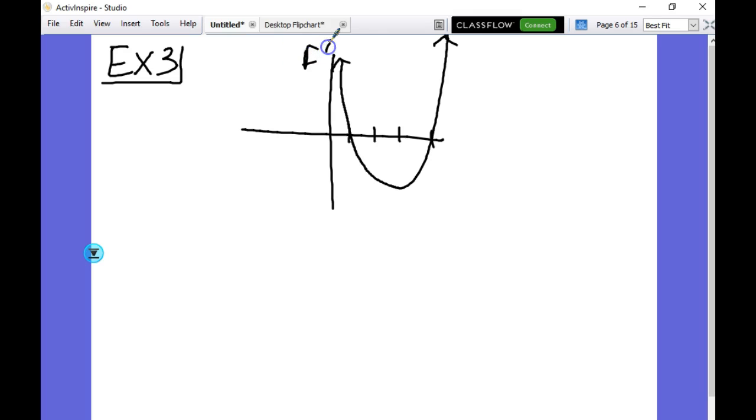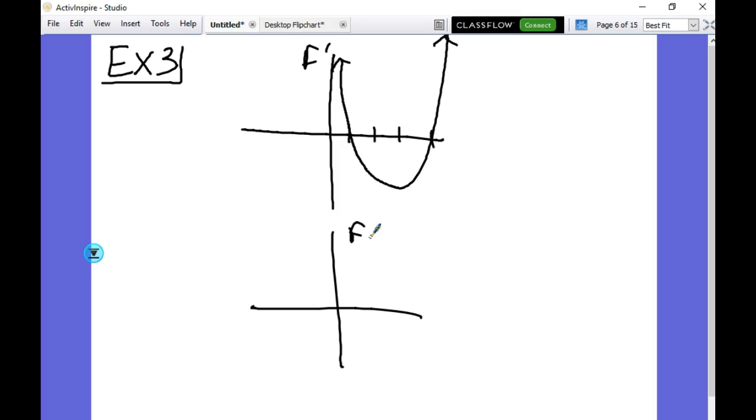This is an f prime graph. We want an f, right? So let me ask you guys this. f prime is our what of f? Am I irritating you yet? When I'm irritating, that means you've got it. That's good. So this is our slope of f.